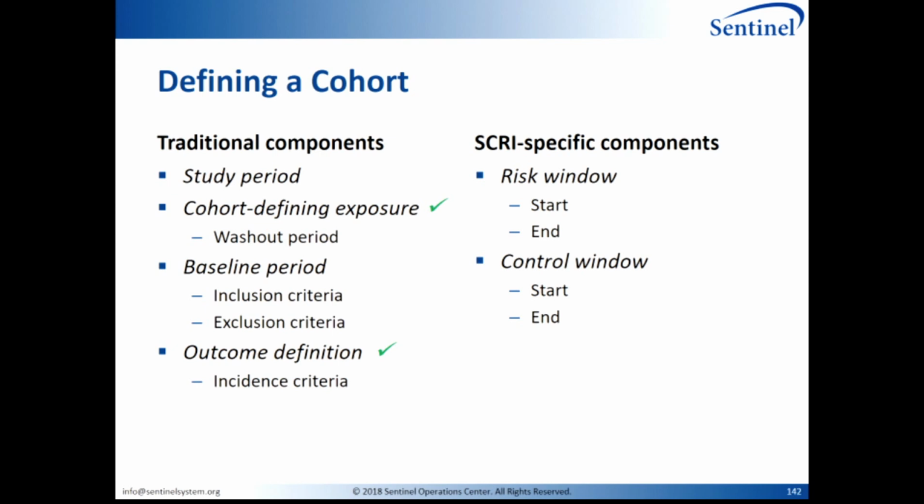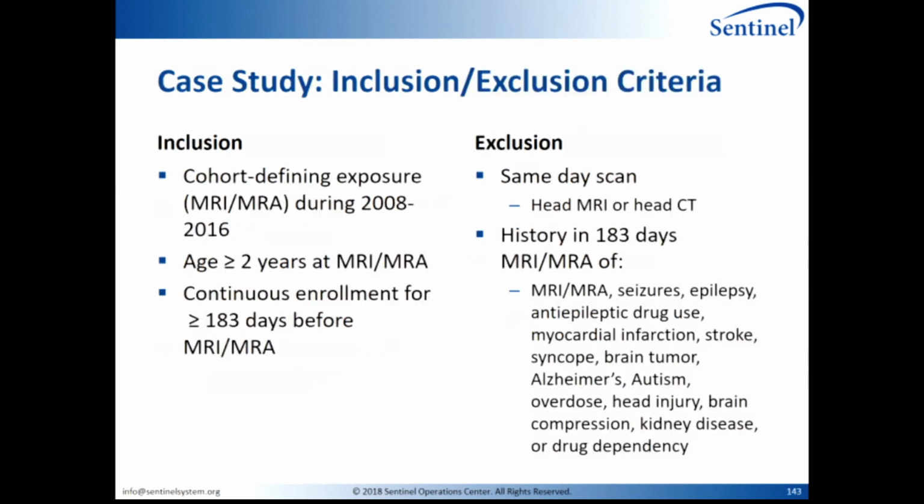So in terms of defining a cohort for SCRI, there are the traditional components that you're familiar with: the study period, the cohort defining exposure and its washout, the baseline period and its inclusion and exclusion criteria, and the outcome definition and its incidence criteria. And we've already talked about two of those. For SCRI, the only other components we need are really just the definition of when the risk window and the control window start and end.